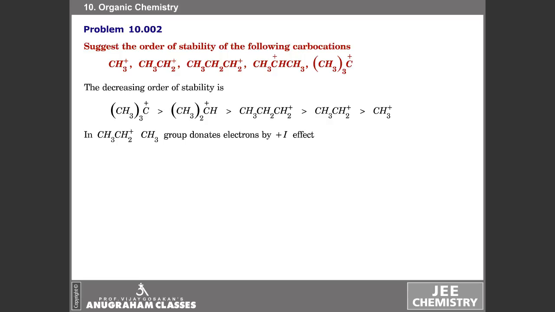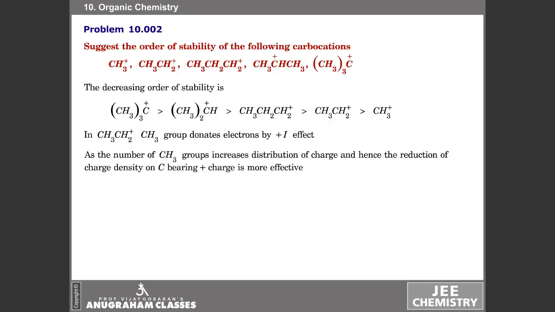When the number of methyl groups increases, there are more groups donating electrons by +I effect, and therefore the distribution of charge increases. This results in the overall reduction of charge density on carbon, and therefore the stability increases as there are more alkyl groups. Thus, tertiary butyl cation is the most stable because it has the most number of alkyl groups.